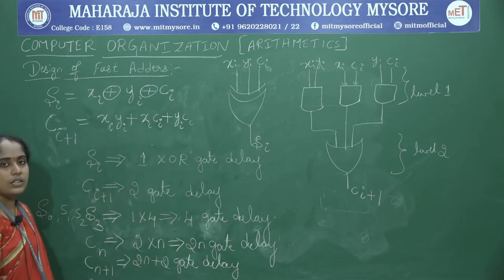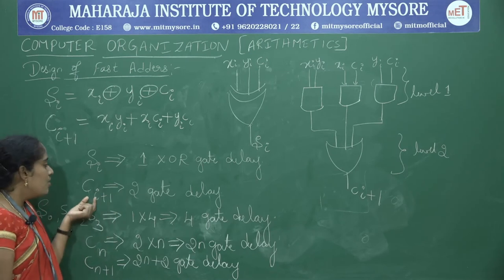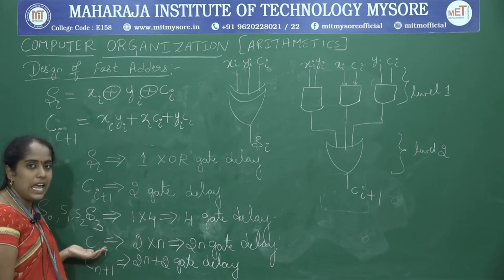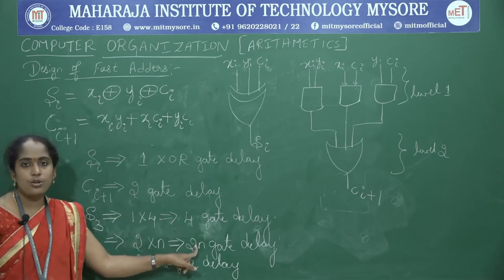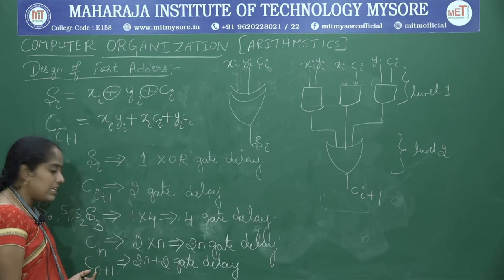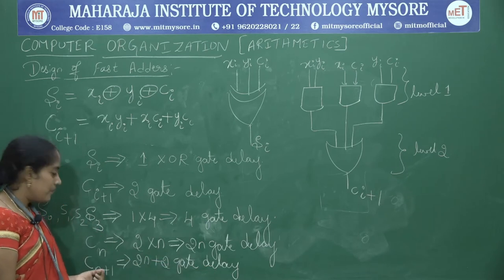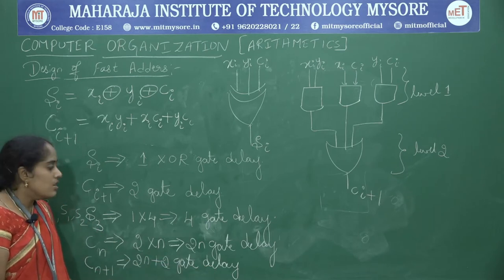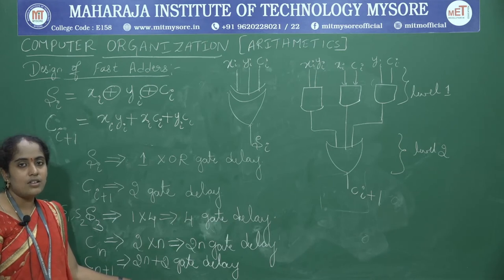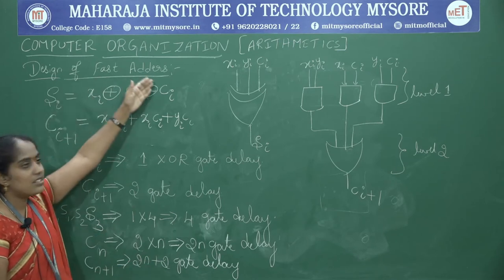Okay. So in the ripple carry adder, to get the Si value we need 1 XOR gate delay. To get Ci plus 1, we need 2 gate delays. Likewise, 2n gate delays are required to get the Cn value, and for Cn plus 1 we need 2n plus 2 gate delays. Okay, so this is the main disadvantage of the ripple carry adder. To overcome this, we use the carry look ahead adder or parallel adder. It is also called the fast adder.